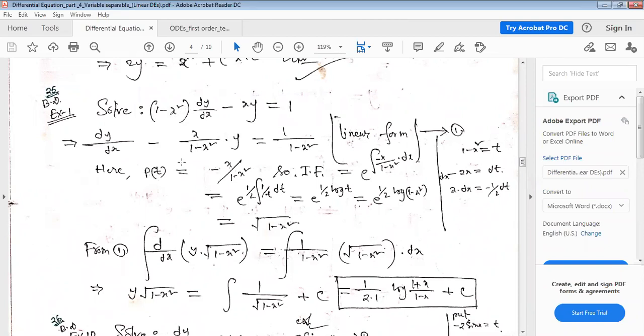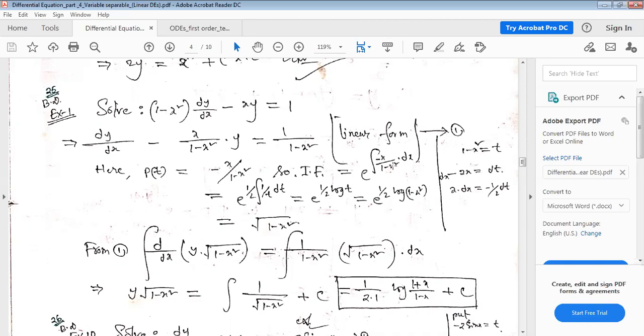Here p equals what? Coefficient of y, and q will be this. Okay, so the integrating factor will be what? The integrating factor will be e to the power integral of p dx. Just integrating this, we get half log t. That means half log this, substituting 1 minus x square equals t. Then the differentiation will be minus twice x dx equals dt.